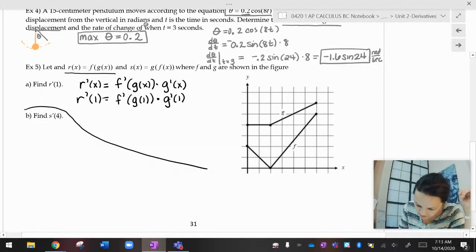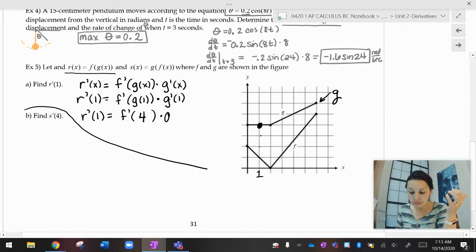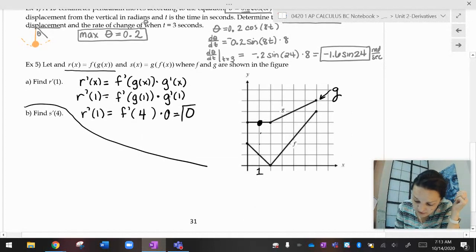I'm running out of space here, so I'll just make a little dip. R prime of 1, all right, f prime of g of 1. Well, here's g. And g of 1, I'm going to assume these are units. G of 1 is right here, and that's 4. Times g prime of 1. Well, at 1, the slope of g is 0. Oh, that's nice. F prime of 4 times 0. I don't even need to know what f prime of 4 is. That whole thing's going to be 0. R prime of 1 is 0. Cool.